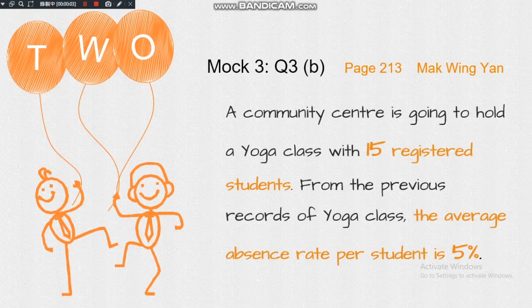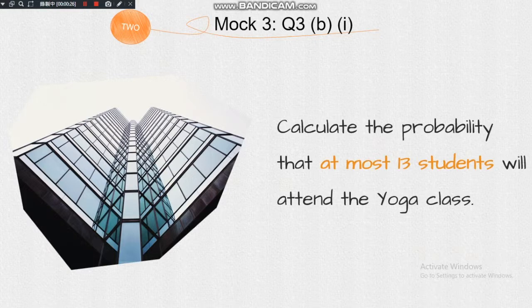Hello, I'm Mak Wing Yan, and I'm going to talk about question B1. For question 3B, which is on page 213, our community center is going to hold a yoga class with 15 registered students. From the previous records of yoga class, the average absence rate per student is 5%, and question B1 asks us to calculate the probability that at most 13 students will attend the yoga class.